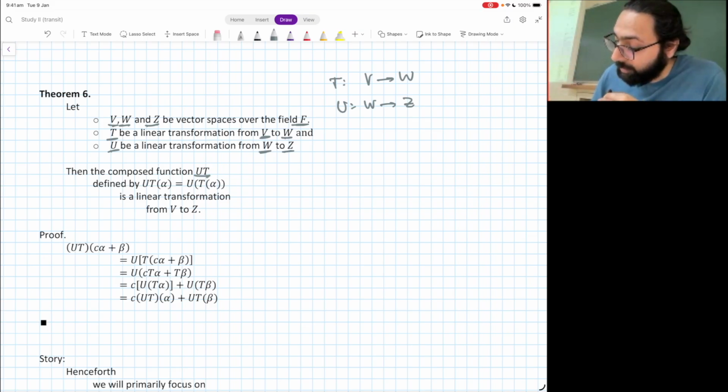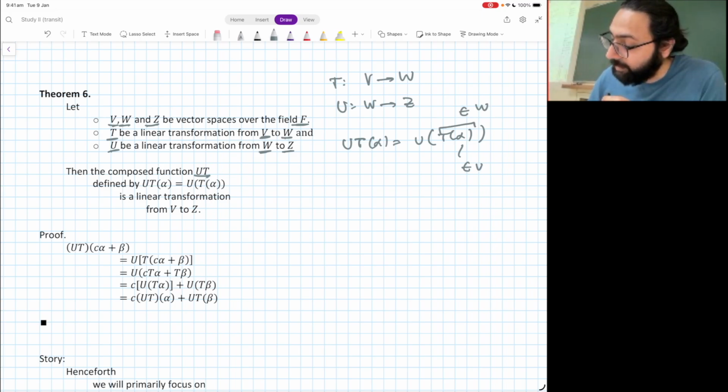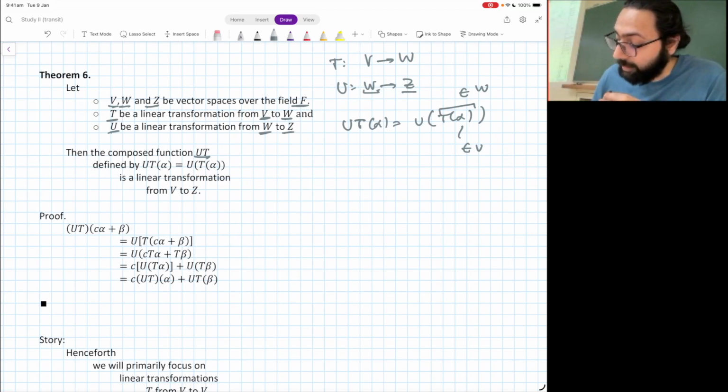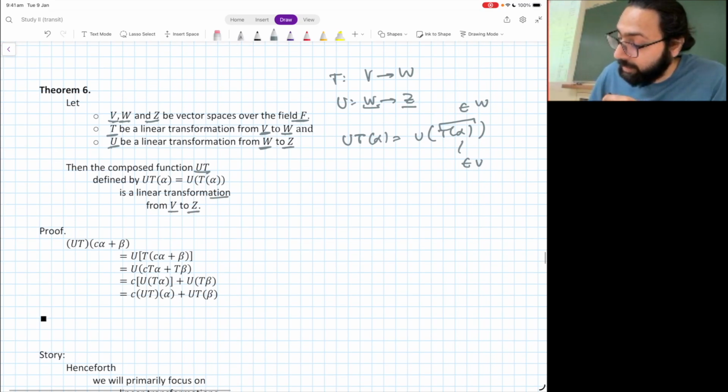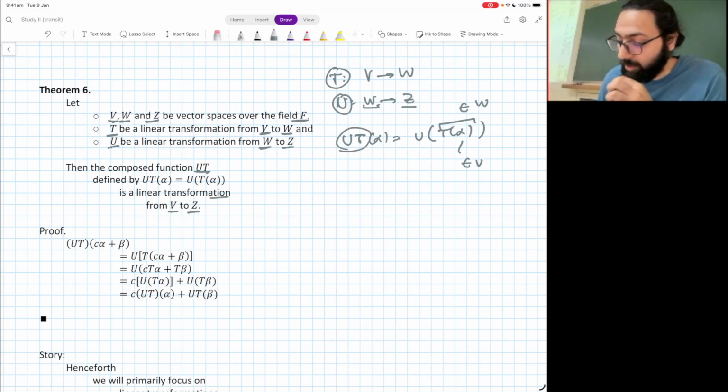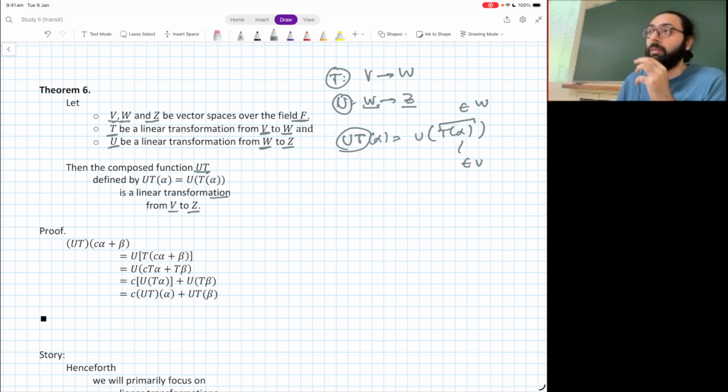Then the composed function UT is defined as follows. UT alpha is defined as applying T on alpha. So alpha belongs to V, T alpha is going to belong to W, and U takes vectors in W to Z. So everything is well defined. So UT, defined as follows, is a linear transformation from V to Z. So if T is a linear transformation and U is a linear transformation, then their composition is also a linear transformation. That is the claim. Is the statement okay? Okay. All right.